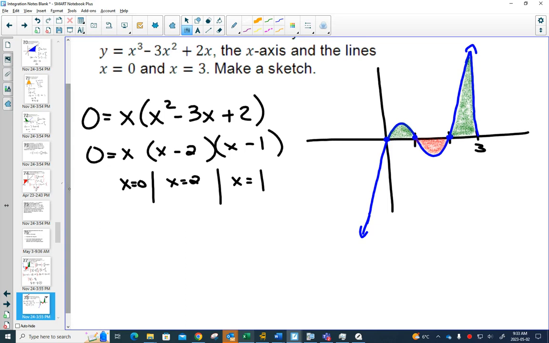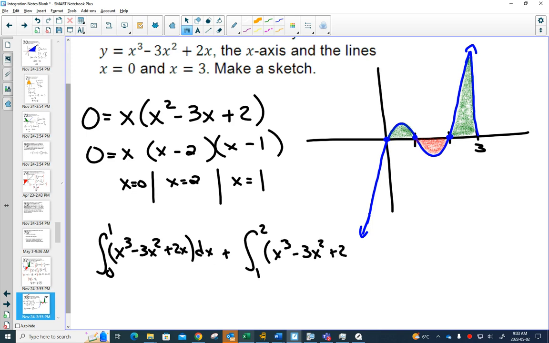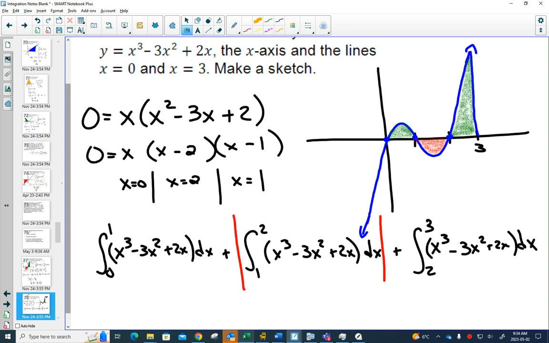So the area between the x-axis and the curve would be the integral from 0 to 1 of x cubed minus 3x squared plus 2x dx, plus the integral from 1 to 2 of x cubed minus 3x squared plus 2x dx, and then plus the integral from 2 to 3 of x cubed minus 3x squared plus 2x dx. And this part in the middle is the negative one. We would have to make that positive.